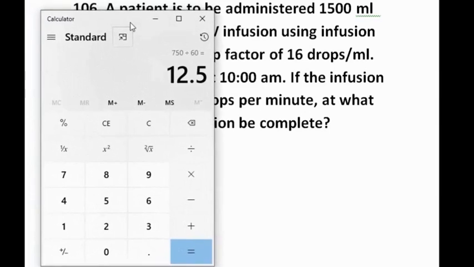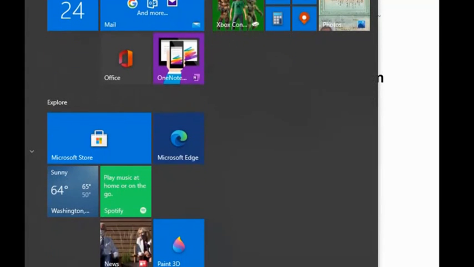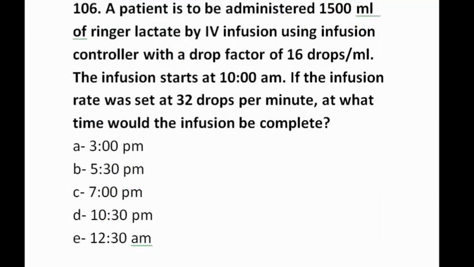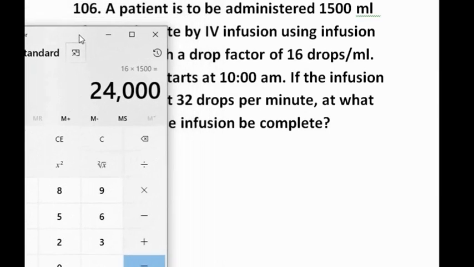So friends, this is it. We have 16 drops per ml. So in 1500 ml how many drops will we have? 16 multiplied by 1500, so 24,000 drops are to be administered to this patient.